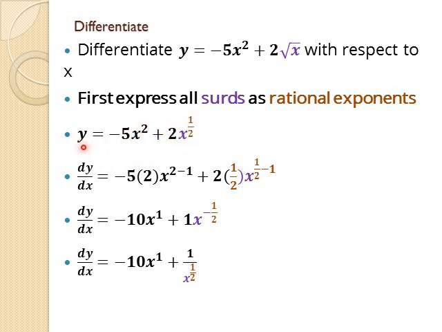Now to differentiate, I differentiate y with respect to x. 2 times negative 5, x to the power 2 minus 1. Half times 2, x to the power half minus 1. 2 times negative 5 gives me negative 10. 2 minus 1, x to the power 1. 2 times half is 1, and half minus 1 becomes negative half.